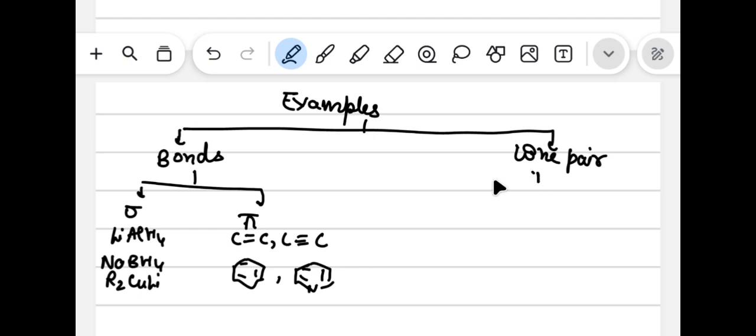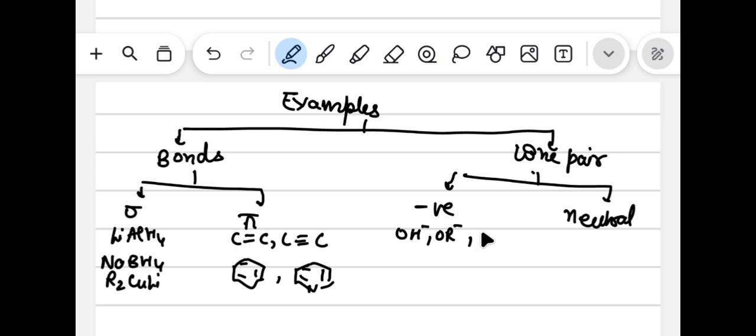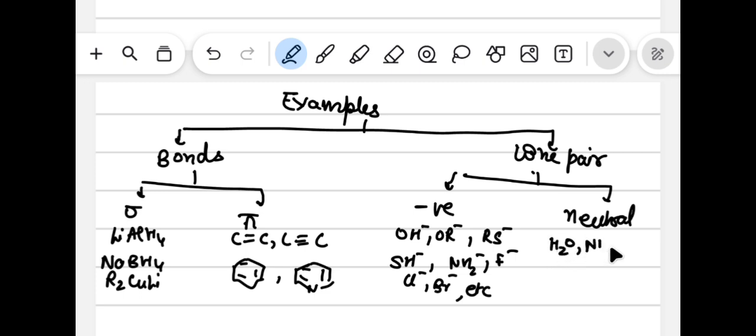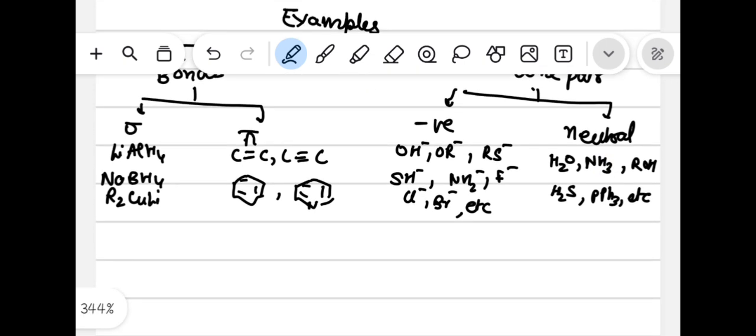For lone pair, we have two categories, one with negative charge and one with neutral. For negative charge, we have OH-, OR-, RS-, SH-, NH2-, F-, Cl-, Br-, etc. For neutral species, we have H2O, NH3, ROH, H2S, PPh3, etc. So these are the examples of nucleophiles. You have to learn them for substitution reactions.